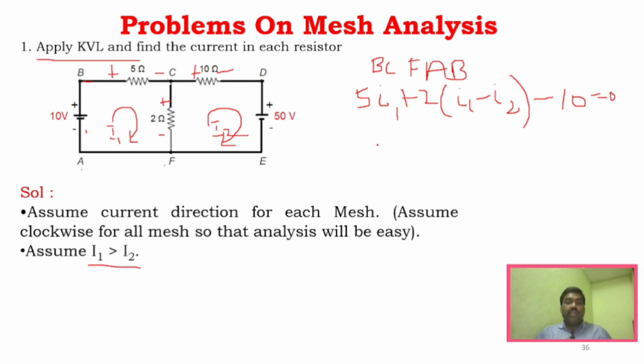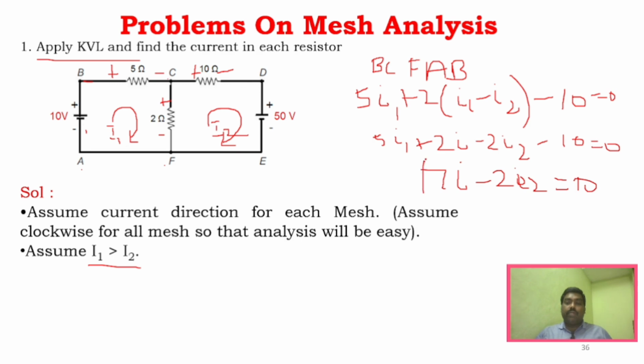Now you simplify this one. 5 I1 plus 2 I1 minus 2 I2 minus 10 equal to 0. So how will you write this expression? Now it is 7 I1 minus 2 I2 is equal to 10. This is equation number 1.